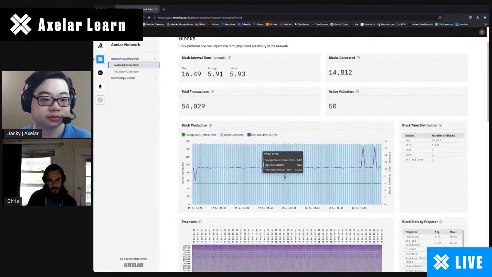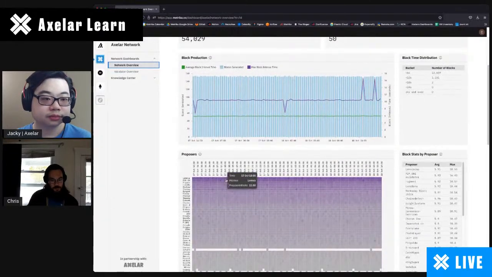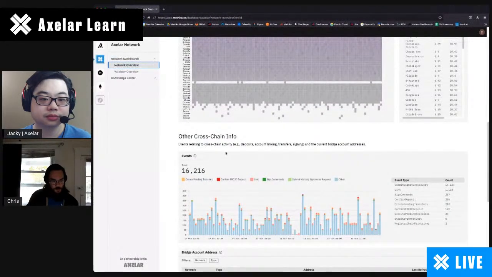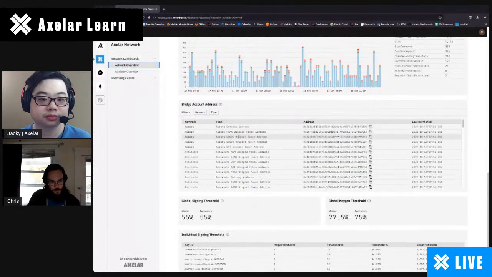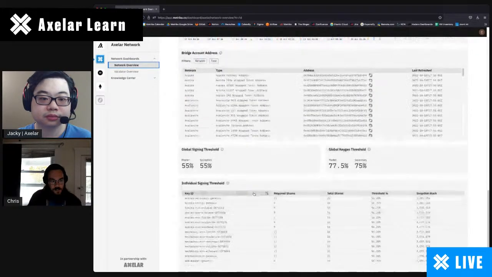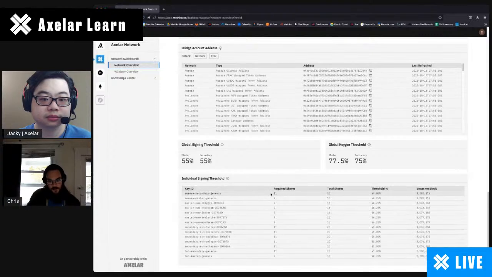You can see a time series here, and you can see the average and maximum block interval time. Additionally, we show a breakdown by validators so you can get a sense of how frequently which validators are proposing blocks on the network. If we continue further down the dashboard, you can see some information about cross-chain events, particularly as they relate to things like transferring assets and data from Axelar to external chains. Then we also provide some information about bridge account addresses, which is where the wrapped tokens are stored on external chains. And then finally, we go to the signing thresholds, which gives you a sense of the shares and some of the threshold keys on the Axelar network.